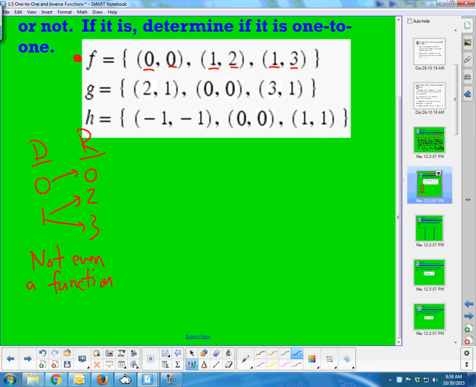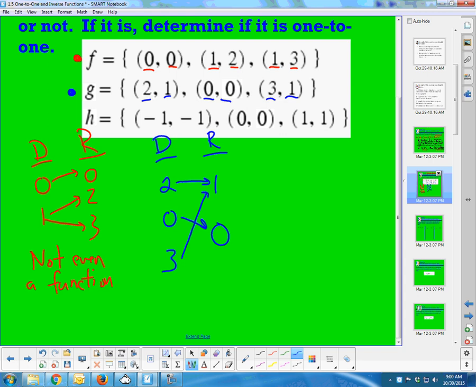If I want to continue, let's look at the function g. I'll do this work in blue. For my mapping diagram, I'll list my domain elements and my range elements. My domain elements are 2, 0, and 3. My range elements are 1, 0, 1. I do not need to list the 1 twice. I'll just list 1 and 0. I make the pairings and the mappings. 2 maps to 1, 0 maps to 0, and 3 maps to 1.